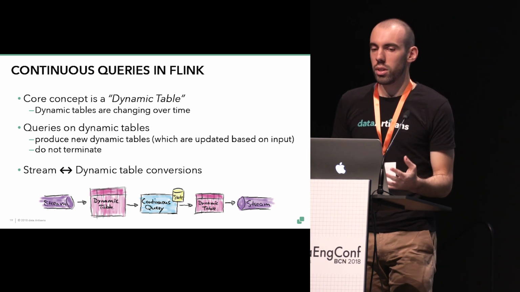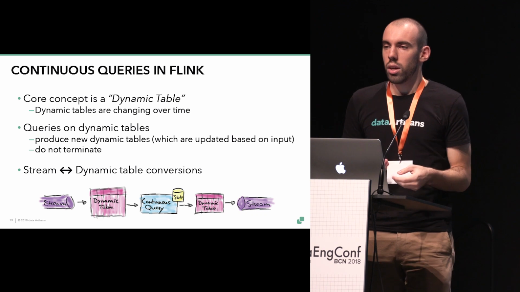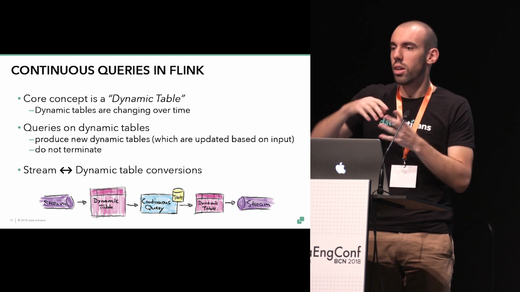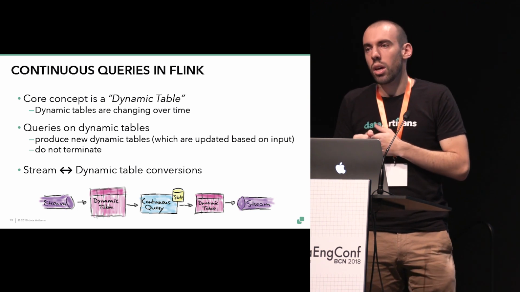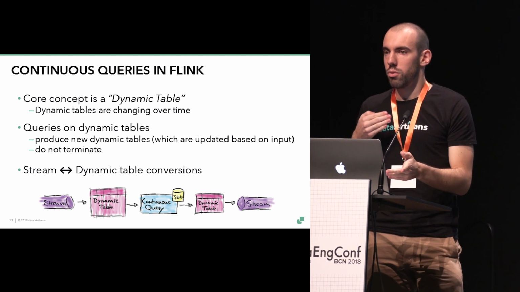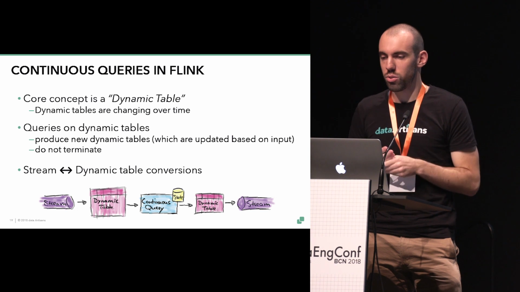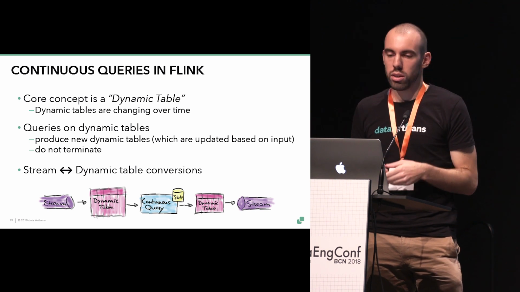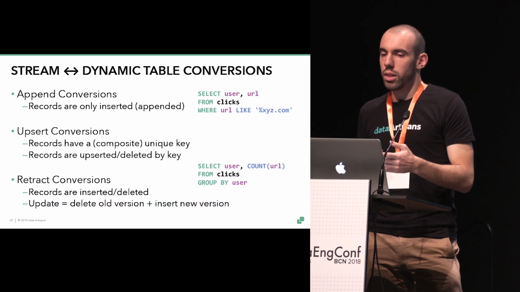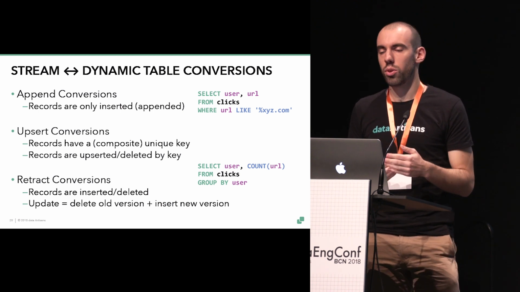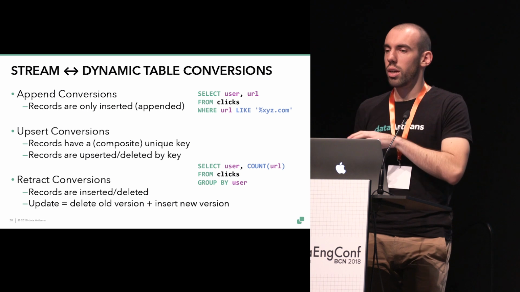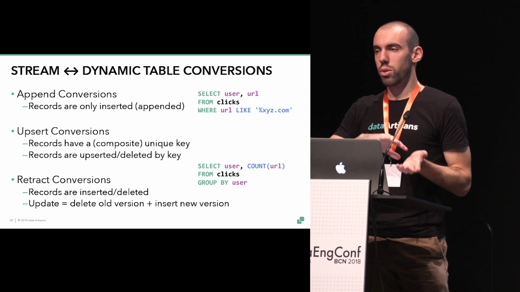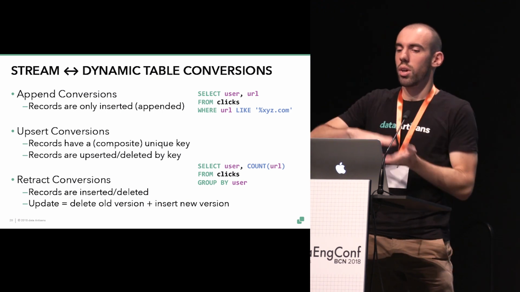A dynamic table is not static, it changes over time. The result of a dynamic table is another dynamic table, so you can have subqueries accessing another table and so on, so you can have a very complex pipeline. And dynamic tables never terminate. As in stream processing, as long as the input is unbounded, the result output changelog is also unbounded. Then there's a little difficulty in how you actually convert between a stream and a dynamic table. There are basically three different ways to convert a stream to a dynamic table, and also to convert it backwards.